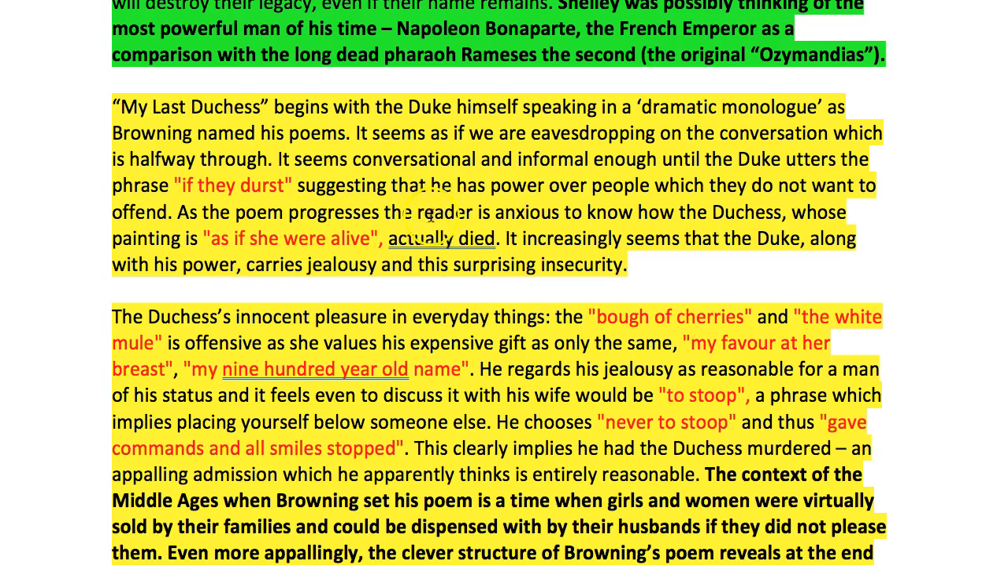As the poem progresses, the reader is anxious to know. Well, "as the poem progresses" is a bit gibberish, really. Poems don't make progress. We can just leap to: the reader is anxious to know how the Duchess, whose painting is as if she were alive, actually died. It increasingly seems that the Duke, along with his power, carries jealousy and this surprising insecurity. And it would be even better if he linked this to the poet's purpose here. Is he saying that all powerful people are prone to using their power in harmful ways, such as through jealousy?